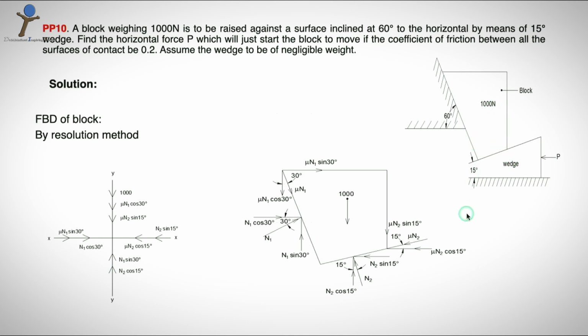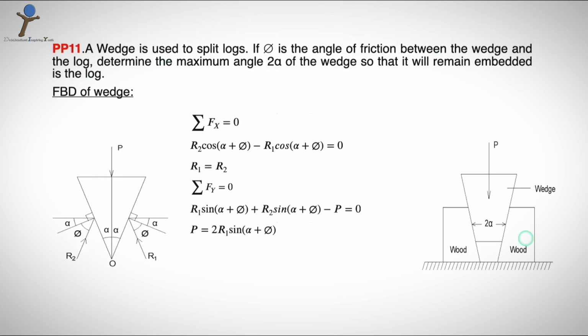So wedges are also considered as a simple machine. Let's understand the application of a wedge as a wood splitter. The problem is, a wedge is used to split logs. If phi is the angle of friction between the wedge and the log, determine the maximum angle 2 alpha of the wedge so that it will remain embedded in the log.